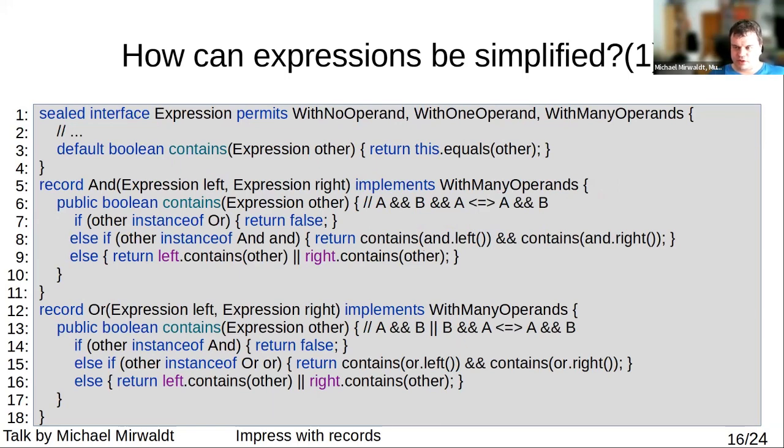Now we get to the more interesting part: we have now our expression. However, we can simplify it. The first thing we can do is, for example, if something is included in another expression, we just omit it. We remove it because we don't need it. Therefore, we have that contains method for AND and OR. And you see those examples in lines 6 and 13, where we can shorten things.